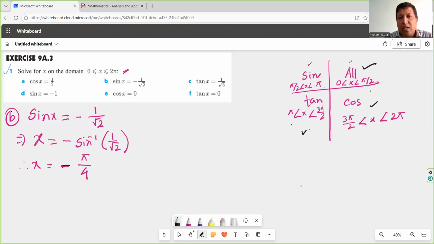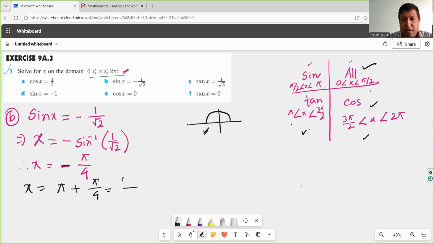Sine is negative in the third quadrant and fourth quadrant. But the result must be positive because our interval is positive. So how will you get it? From here to here, this is pi. So if we add some acute angle to pi, it comes in the third quadrant. So we write pi plus pi by 4. If we simplify, we get 5 pi by 4.